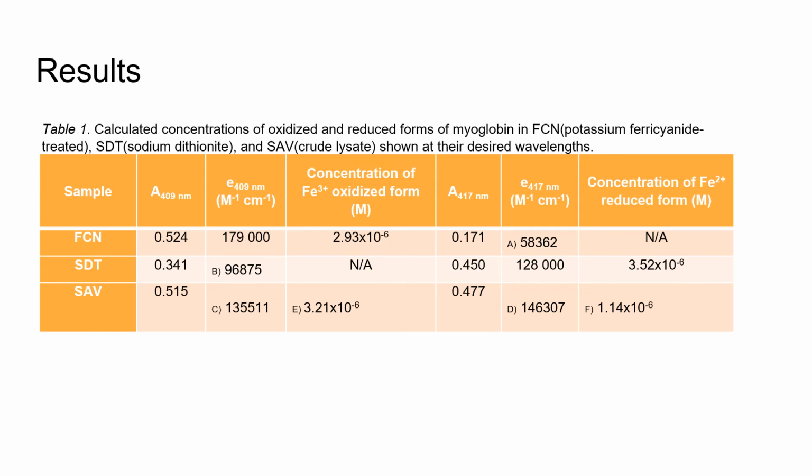Here you can see the results of the experimentation. The two things I want to point out here is that absorbance at 409 nanometers is where you'll typically find the oxidized version of myoglobin, and 417 nanometers is where you find the reduced myoglobin. So for this sample, you can see that FCN had a relatively high concentration of oxidized myoglobin, which is seen here, which is calculated, and at 417 nanometers, you can see it had a very low one, and then SDT had a very high reduced form of myoglobin, which is seen here, and SAV had somewhat even amounts of both.